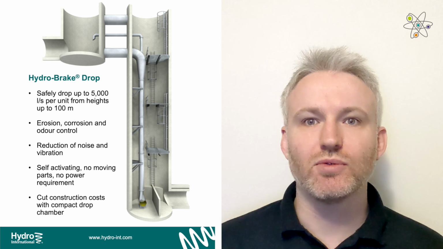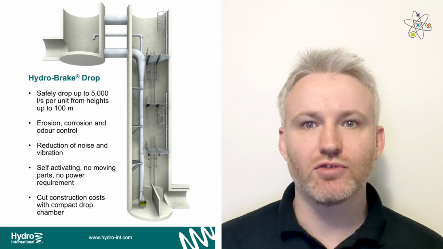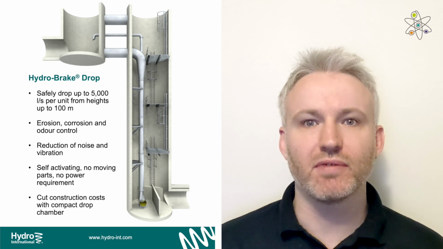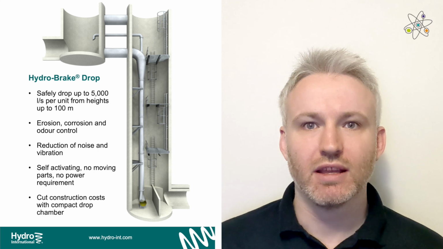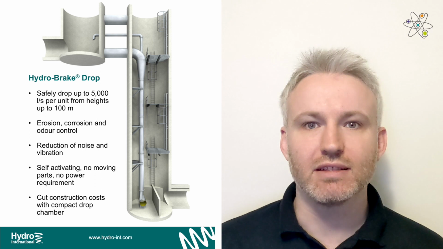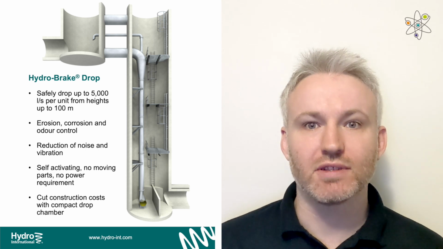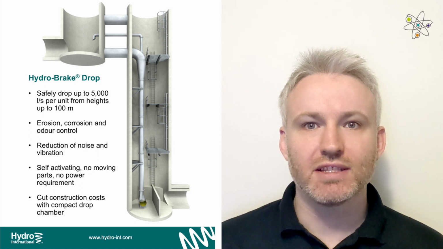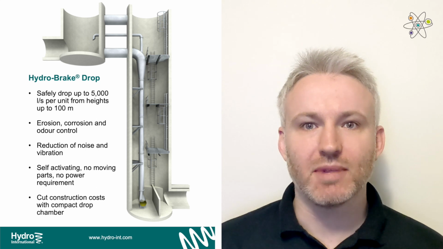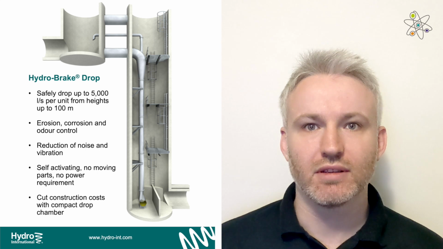Hydrobrake Drop eliminates all these risks associated with falling water. Its patented design features control the amount of air within the system, stopping vibration, and dissipates the energy of the falling water to prevent erosion. It is a self-activating system with no moving parts, and therefore requires minimal maintenance. Its unique siphonic operation means it can safely convey flows up to 5,000 litres per second from heights of up to 100 metres. As the water is contained within a drop pipe, maintenance access can be housed within the drop chamber as well, greatly reducing overall construction costs.